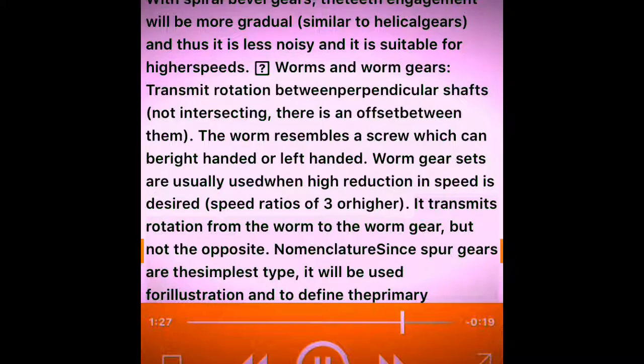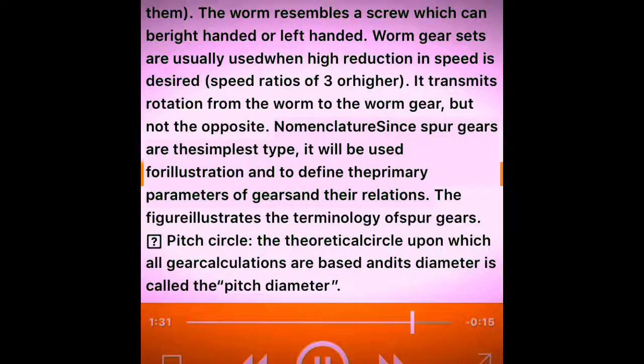Nomenclature. Since spur gears are the simplest type, they will be used for illustration and to define the primary parameters of gears and their relations. The figure illustrates the terminology of spur gears. Pitch circle, the theoretical circle upon which all gear calculations are based, and its diameter is called the pitch diameter.